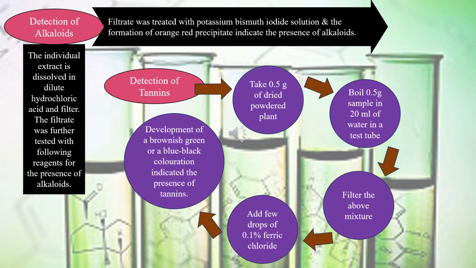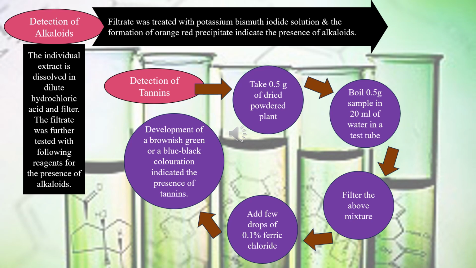Then for the detection of alkaloids, the individual extract is dissolved in dilute hydrochloric acid and filtered, and then the filtrate was further tested with potassium bismuth iodide solution, which is Dragendorff's reagent, and the formation of orange red precipitate indicates the presence of alkaloids.